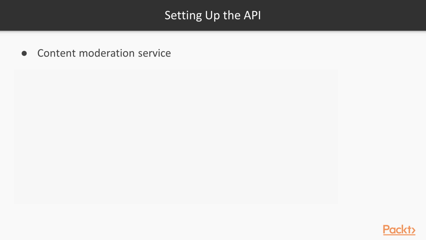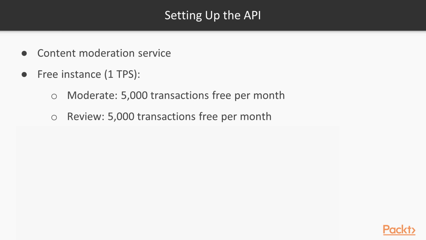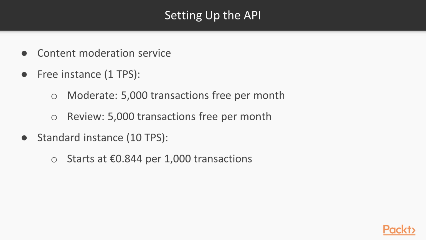The API has two pricing tiers. The free one limits calls to 1 per second and has a maximum of 5,000 transactions for moderation and review each. The standard tier starts at around 85 cents per 1,000 transactions. The exact pricing can be found on the Azure portal and site. So let's switch to the portal and create the service.